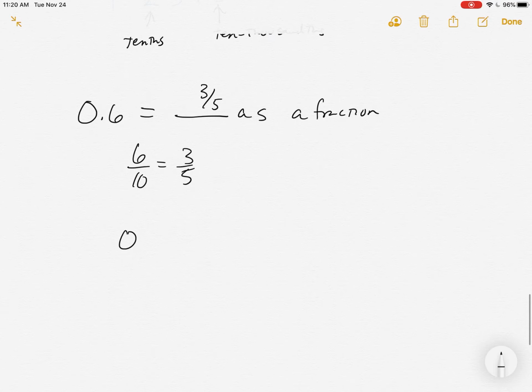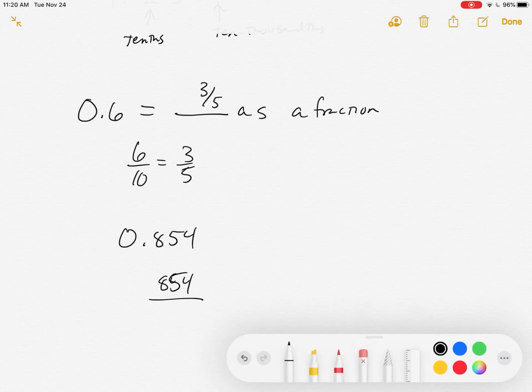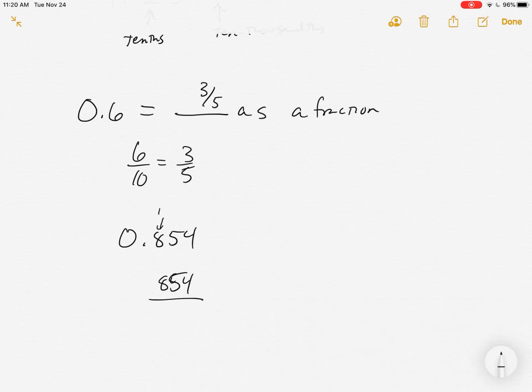I'm seeing one here, 0.854. Well, how do we read that? We read it as the number before the decimal, which is nothing. So we read the number after the decimal, 854, and then say the place name of the last digit, which is the thousandths. This is the tenths, this is the hundredths, and this is the thousandths. There's no ones. So it's just 854 over 1,000.